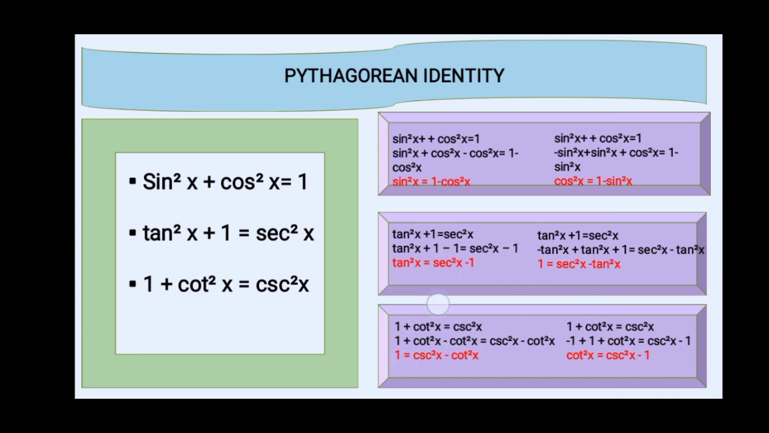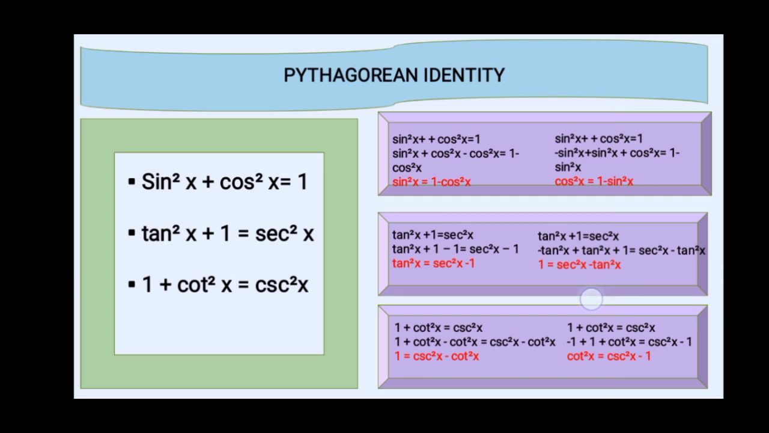The tan squared theta is equal to the secant squared theta minus 1, and 1 is equal to the secant squared theta minus tan squared theta, and 1 is equal to the cosecant squared theta minus cotangent squared theta, and cotangent squared theta is equal to the cosecant squared theta minus 1. These six new identities from the main identities are very useful in verifying identities. As you encounter these terms, you can simply put in their equivalents to verify the identity that's being asked of you.